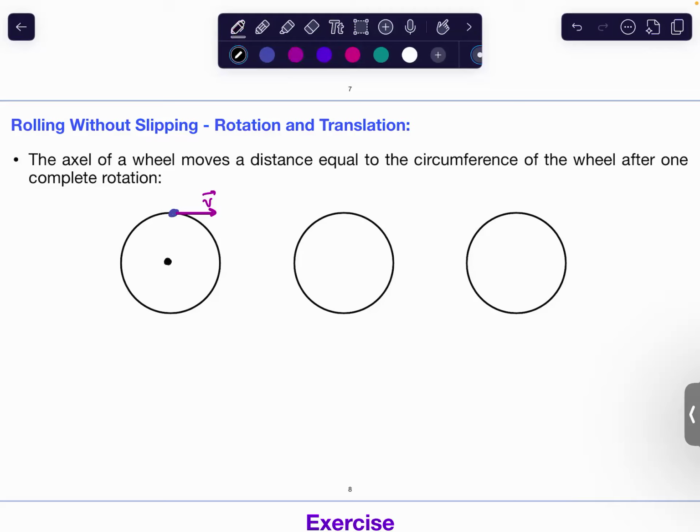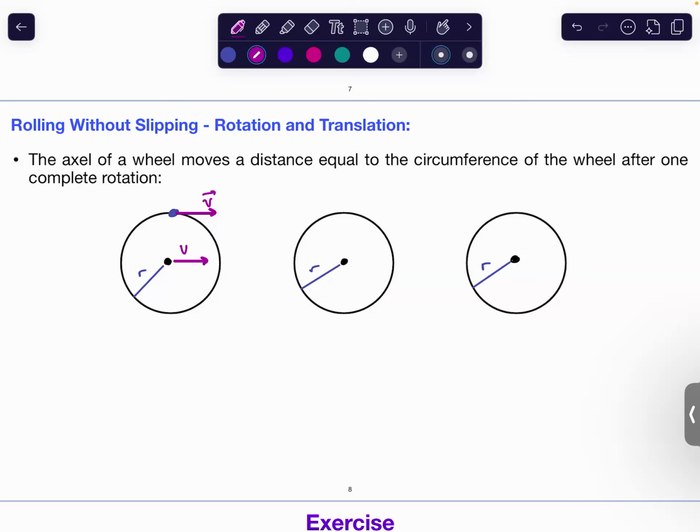The axle of your wheel is going to be right in here. So you have your radius. The way you know it's traveled the distance is the full circumference of the wheel. You have this point on the wheel, and you imagine it's going around the wheel as the axle is moving. The axle is going to have a linear velocity.